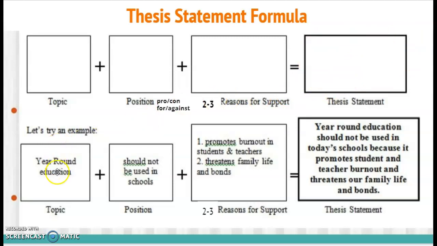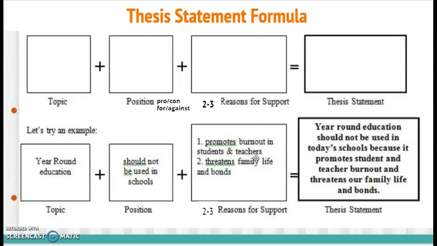So let's do the example. Topic, year-round education, okay? So no summer breaks, no winter breaks, going to school for the entire year. That's the topic. Okay. Their position, this writer thinks that it should not be used in school. So we should not be going to school all year because, and here are their 2 to 3 reasons. It promotes burnout in students and teachers, so you feel more tired, you just feel like you can't do things. And 2, it threatens family life and bonds because you're not at home. You're at school more often. Okay? So, those are the 2 reasons.